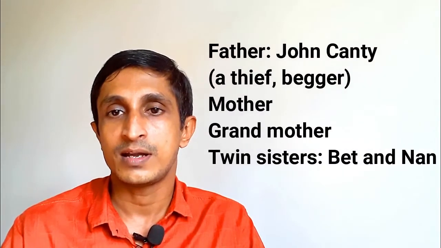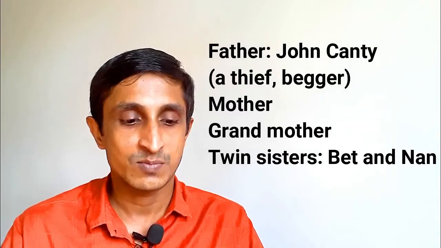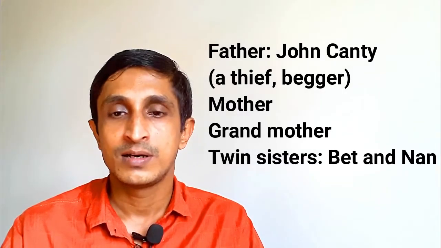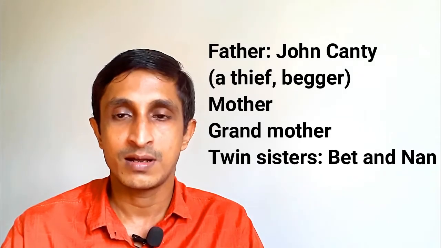The second chapter, Tom's early life, gives a complete profile of Tom's life. As the first chapter said, Tom's family is a beggar's family. So he has a mother and a father. The father's name is John Canty and the mother has no name, which is also very special and notable. And he has a grandmother and twin sisters, Bet and Nan, each 15 years old. Their characteristics are also mentioned: the father and grandmother are drunkards and the father is a thief and all the others are beggars. The father and grandmother are abusive characters.